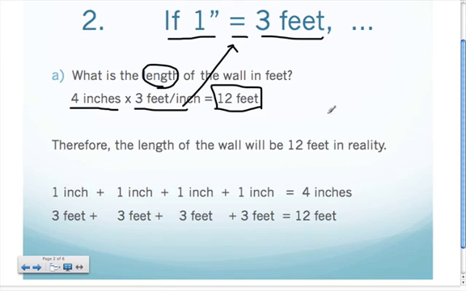So in reality, if we were to draw the wall that we're looking at, we've got this 4-inch wall we've drawn on our picture, but the real wall in real life is going to be 12 feet long.